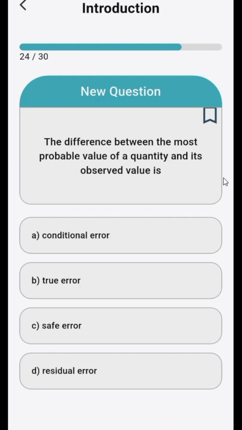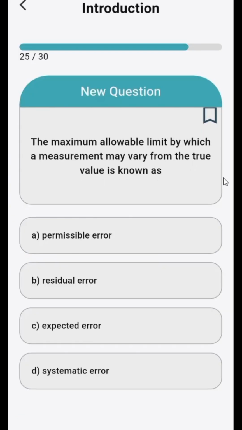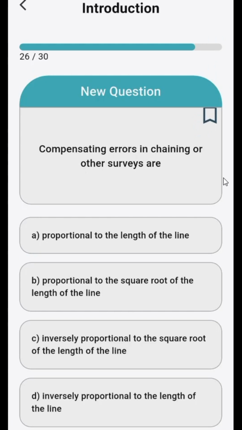The difference between the most probable value of a quantity and its observed value is (A) conditional error, (B) true error, (C) safe error, (D) residual error. The maximum allowable limit by which a measurement may vary from the true value is known as (A) permissible error, (B) residual error, (C) expected error, (D) systematic error. Compensating errors in chaining or other surveys are (A) proportional to the length of the line, (B) proportional to the square root of the length of the line, (C) inversely proportional to the square root of the length of the line, (D) inversely proportional to the length of the line.